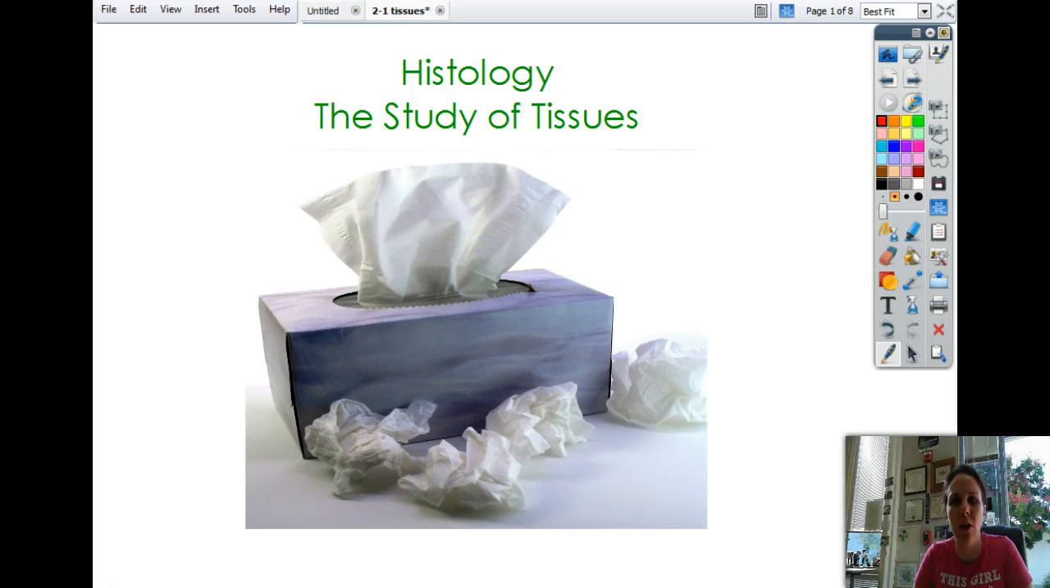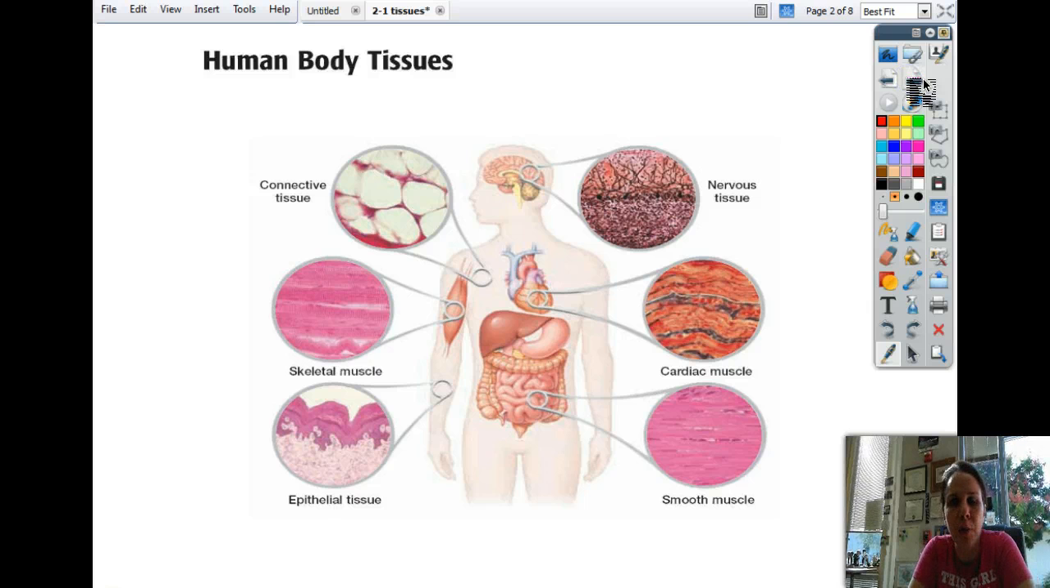We're going to be doing something called histology. Histology is the study of tissues, but not those type of tissues, the tissues that make up your whole entire body. There are a whole bunch of different types of tissues that you find all over your body. Here's an example of a few of them.